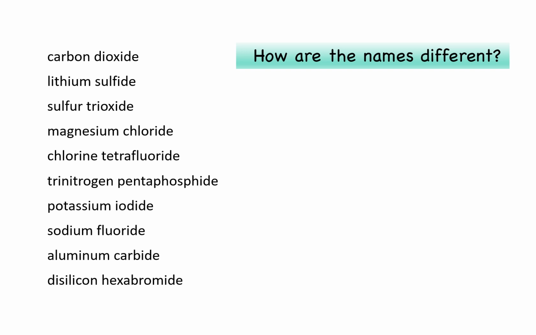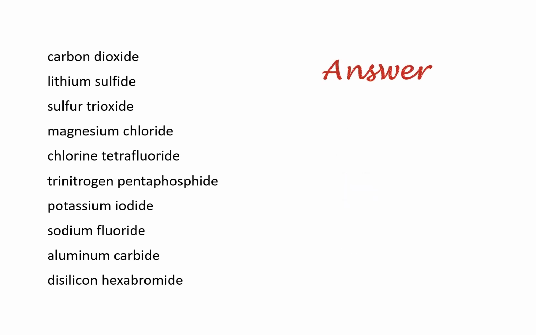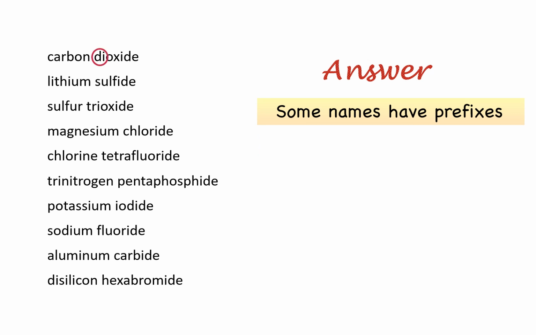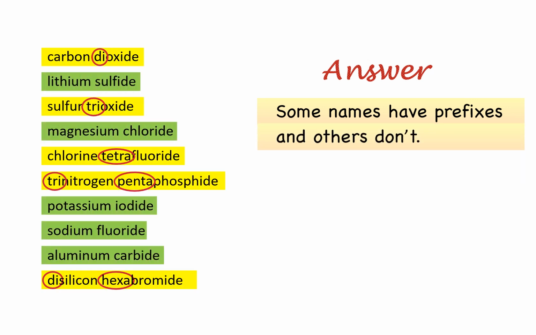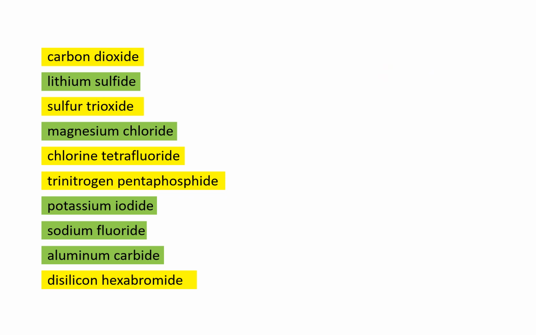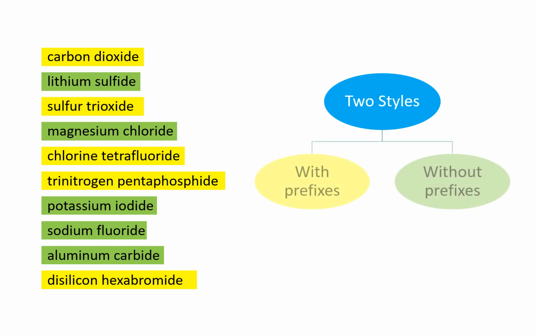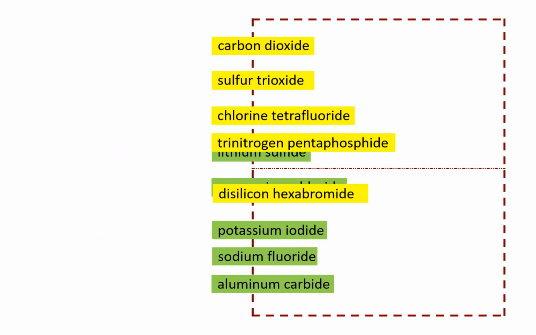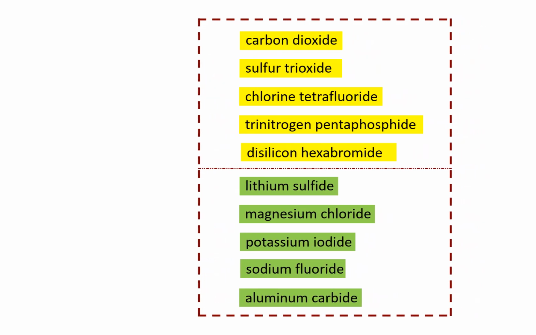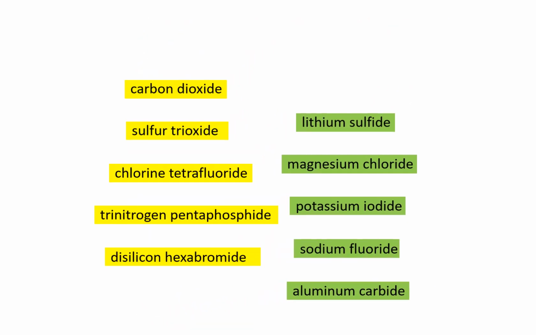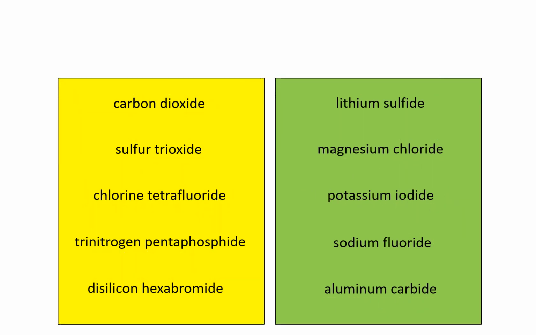How are they different? You got it. Some names have prefixes like the di and tri and tetra that we have in math, and others don't. We notice that there are two styles of nomenclature in this set of 10 compounds. We'll separate the two groups according to style, and label them as Group 1 and Group 2 for easy reference. Then we will try to figure out the reason for the two styles.